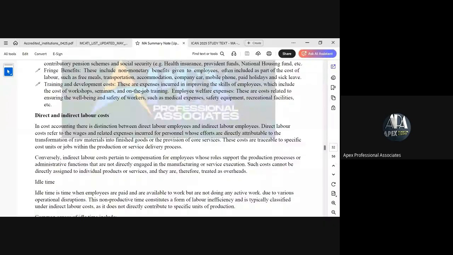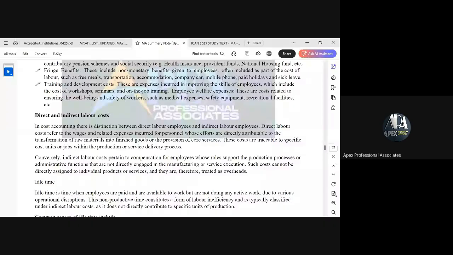Now, training and development cost also form part of your cost of labor. You are sending your employee to go and develop themselves on certain training or certain courses. Those kinds of opportunities come at a cost. It improves the human capital of the organization. Yes, it has benefits to both the employee and the employer, but it comes at a cost.